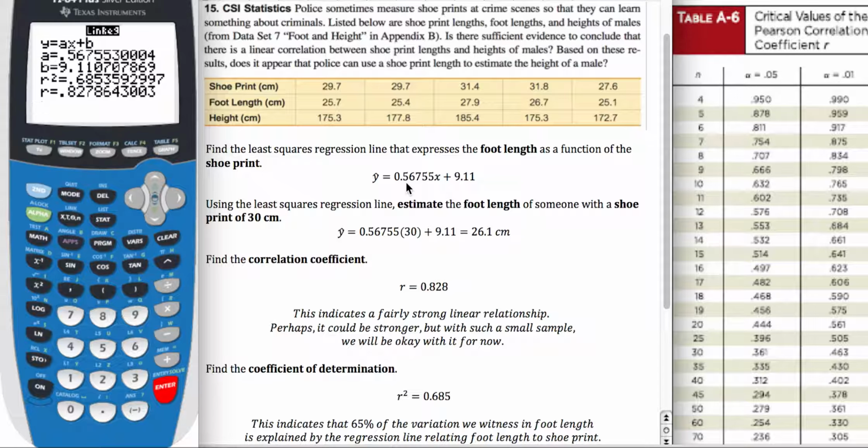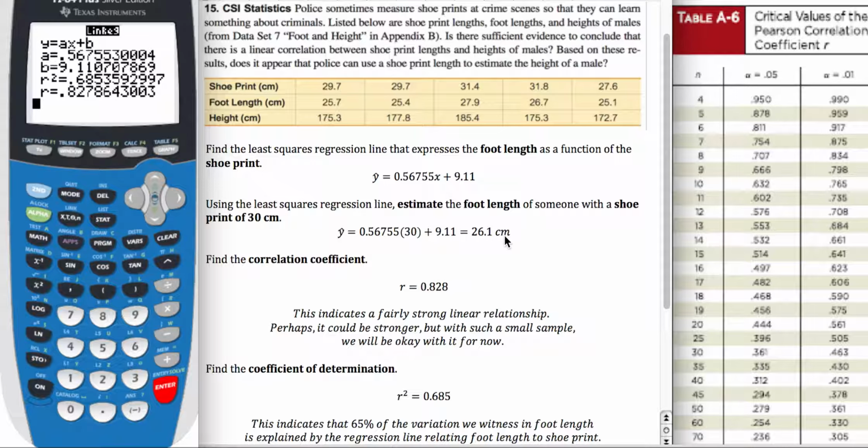and I've put it right here in the equation. It has an intercept of 9.11. I placed it here in the equation. So my least squares regression line from this data is y hat equals 0.56755x plus 9.11. If we were to use this regression line to estimate the foot length of someone with a shoe print of 30 centimeters, we would simply plug in 30 for the value of x and compute, and we would get 26.1 centimeters.